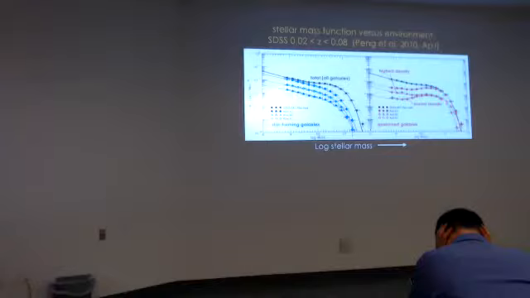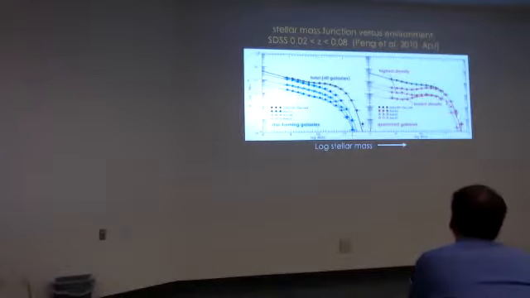For quenched galaxies, they actually find there is a difference in the shape. They seem to have the same sort of exponential cutoff proportion, but there's an increased number density of low mass galaxies in the higher density environments. That's something they found, and we're going to explore this as well.